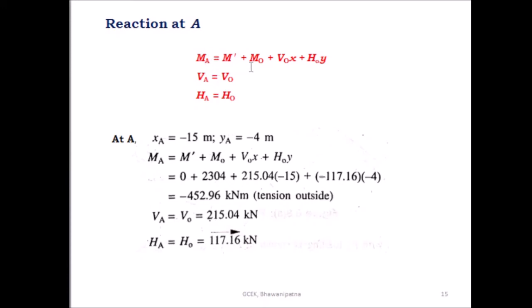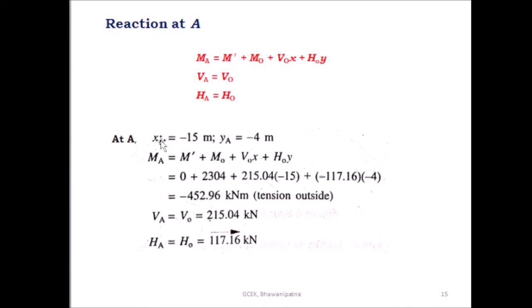MA is equal to M dash plus MO plus VOX plus HOY. Similarly, VA is equal to VO. So what is the vertical reaction at elastic center O? This is equal to the vertical reaction at the support A. Similarly, the horizontal reaction at the elastic center O is equal to the horizontal reaction at the support A. HA is equal to HO. And the moment at A, you can find out using this expression: MA is equal to M dash plus MO plus VOX plus HOY.